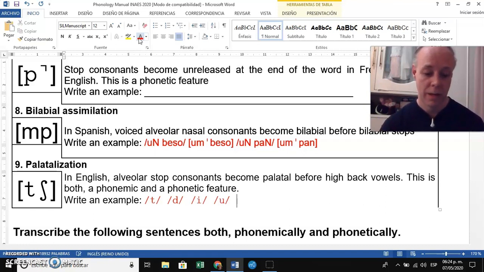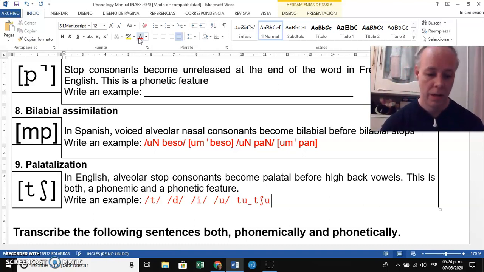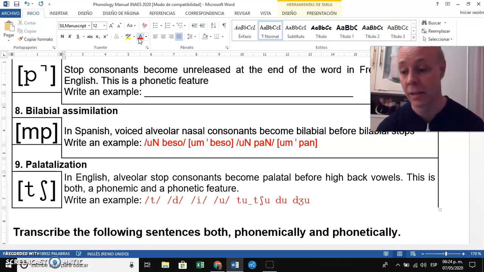So, T-U combination, the T becomes palatal. Okay. Right, so instead of "see-tation", we have "see-chation". And D plus U turns into J, as in education.